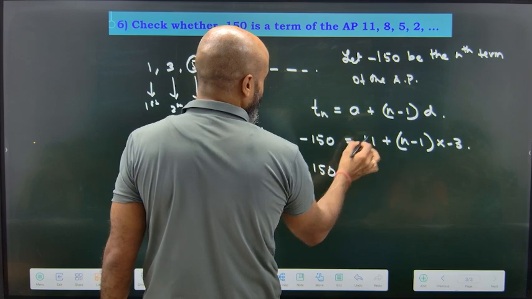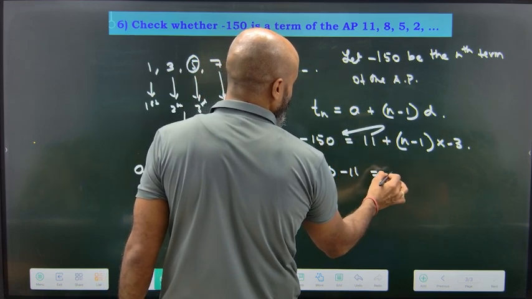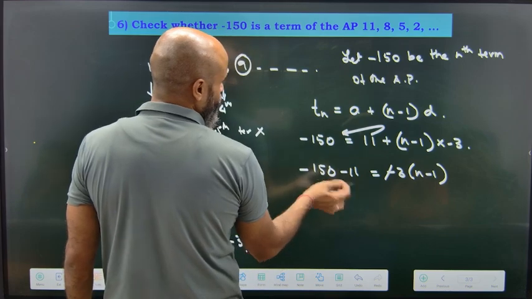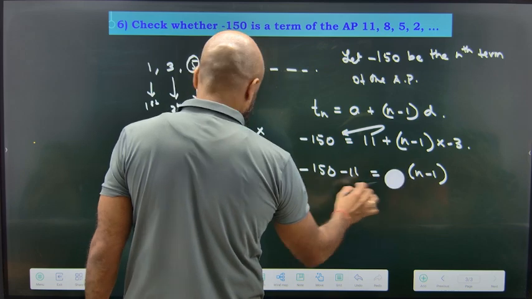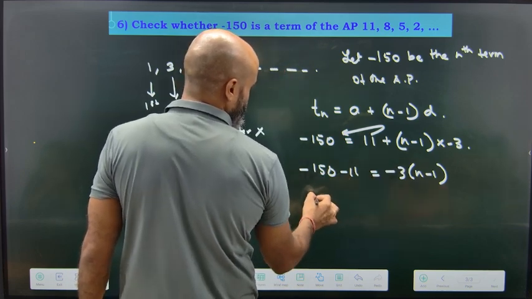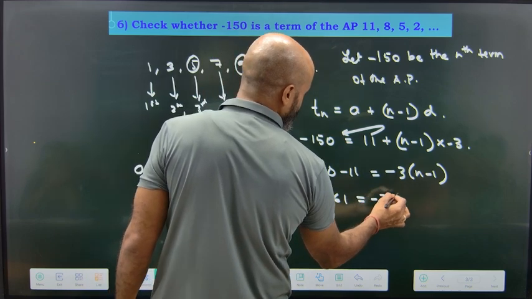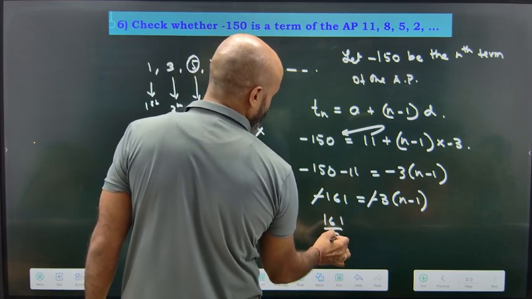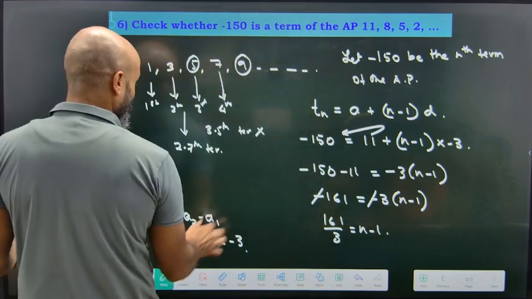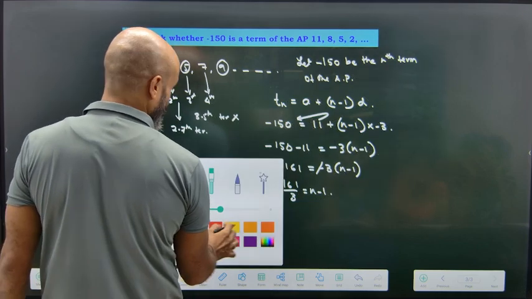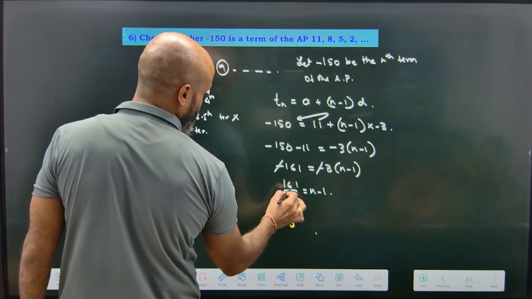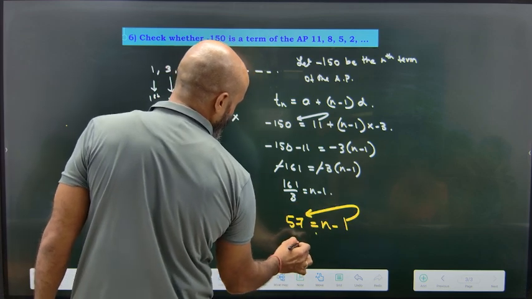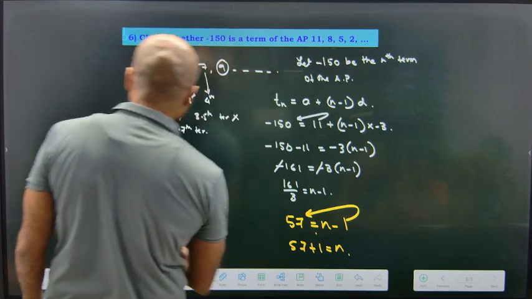So minus 150 is equal to 11 plus n minus 1 into minus 3. Transposing this term here, minus 150 minus 11 is equal to minus 3 into n minus 1. First of all let's calculate this. This becomes minus 161 is equal to minus 3 into n minus 1. Clear? This minus and this minus get cancelled. So 161 by 3 is equal to n minus 1. So this will be how much? 3 5s are 15, 3 7s are 21, that is equal to n minus 1. Transposing this here, 57 plus 1, so n is equal to 58.